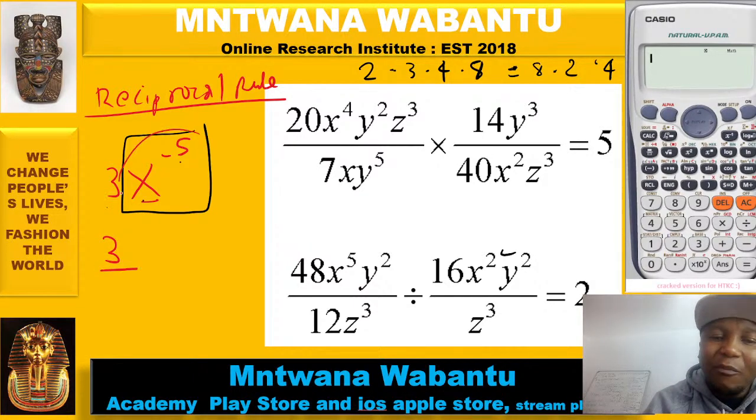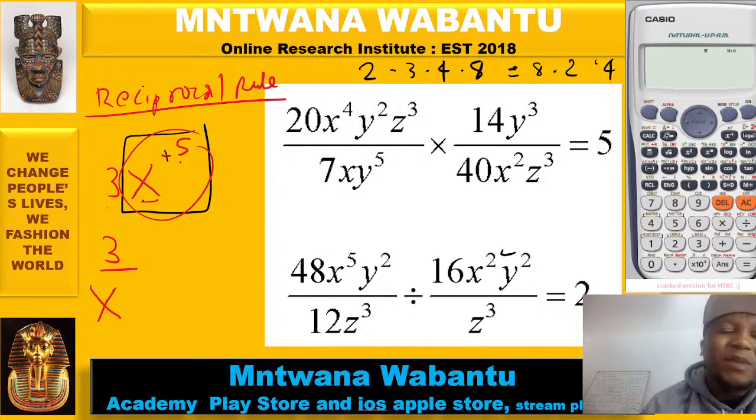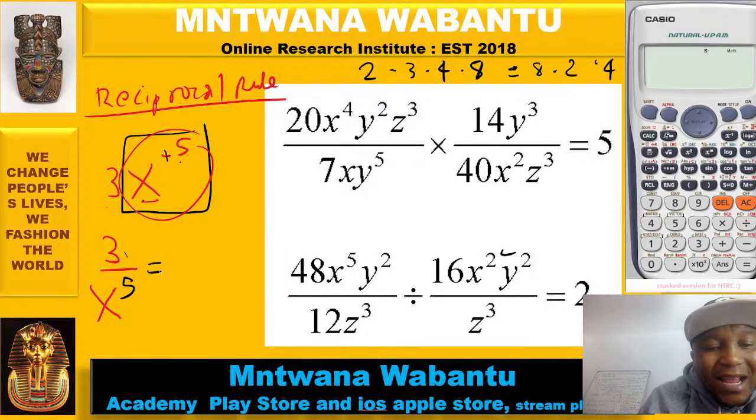So I'm going to take all this to the bottom. It's going to be x negative 5. But I do not keep the negative 5. Since it goes under the number, you only change this sign. It's going to become positive. Here it's going to be x power 5. That's all. And you have to reciprocate, so I can reciprocate back if I want. Let's reciprocate back. So this is our final answer.